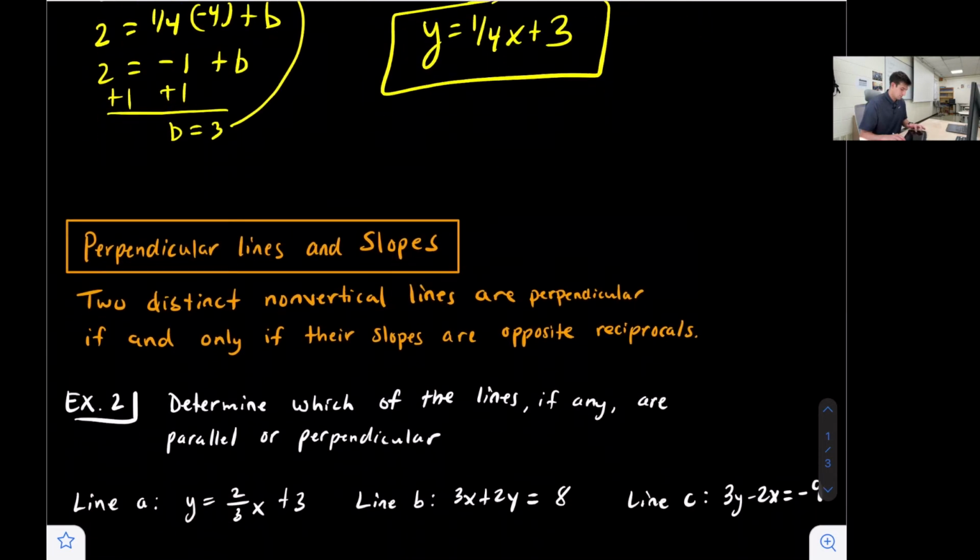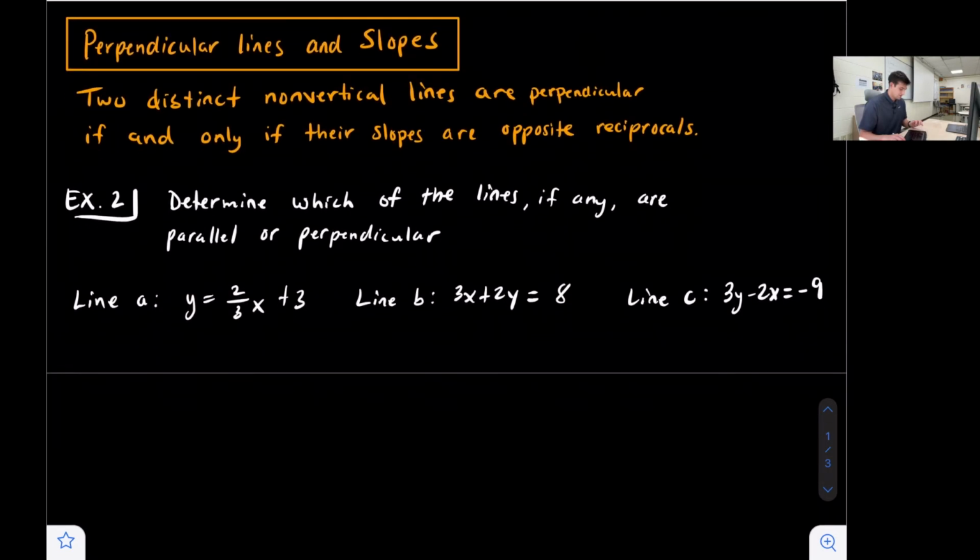All right, so now let's talk about perpendicular lines and their slopes. It says two distinct non-vertical lines are perpendicular if and only if their slopes are opposite reciprocals. Opposite means one's positive, one's negative, and reciprocal means we're going to flip the fraction. So if we have a slope of 2, its reciprocal would be 1/2, and the opposite would be -1/2. We're going to do two examples with perpendicular.